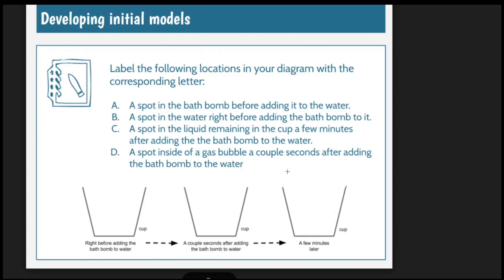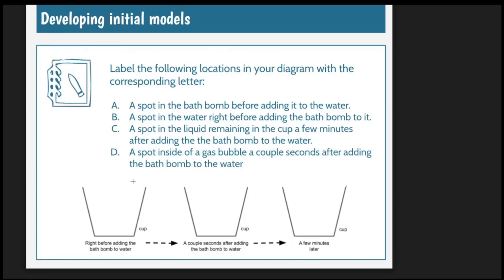You're going to draw this as students share ideas. You're going to draw what they say. And then you're going to model where is A, where is B, where is C, and where is D happening in the model. So A is a spot in the bath bomb before adding it to the water, and then a spot in the water right before adding it to it.